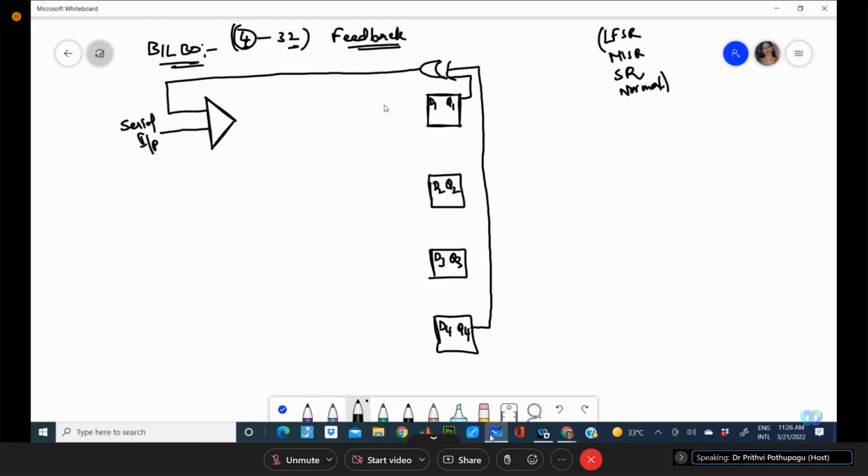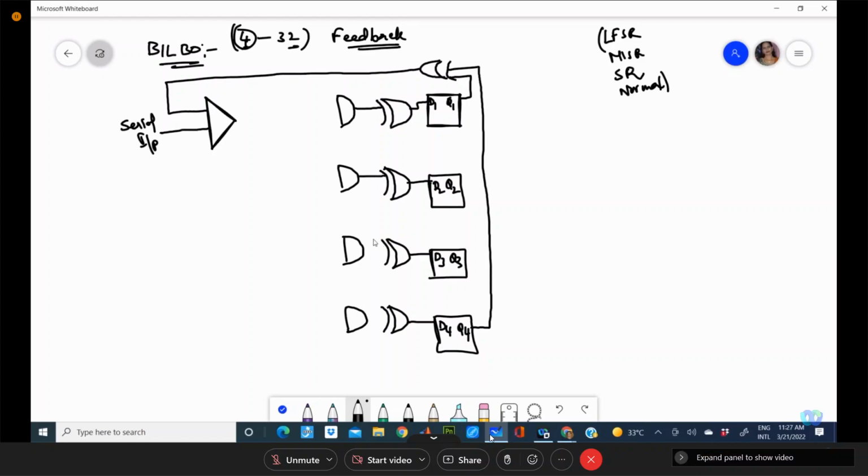Okay, I use the XORs, one XOR for each flip-flop, and one AND gate to take the feedback. What you say, an AND gate here, one more AND gate here, 4 AND gates. This AND gate will be one of the inputs to the XOR.